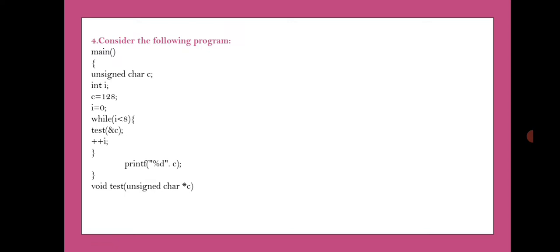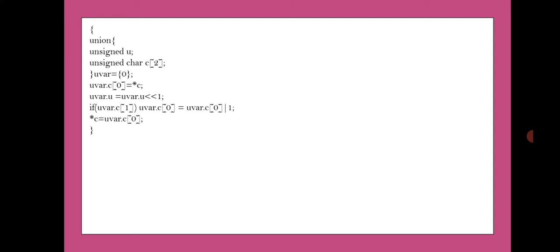So C equals to 1 to 8, isn't it? Let's see what the test is doing here. Test is having a union. We have u var dot u.